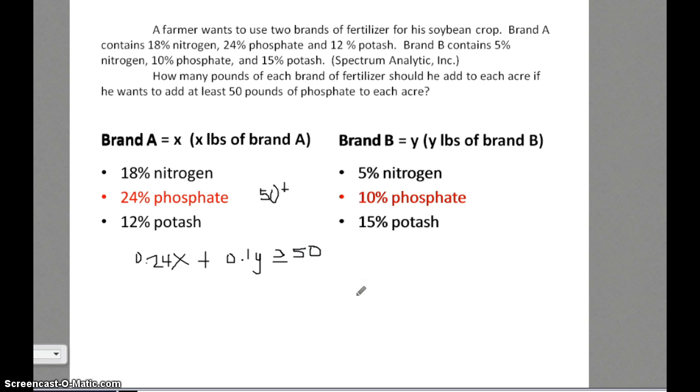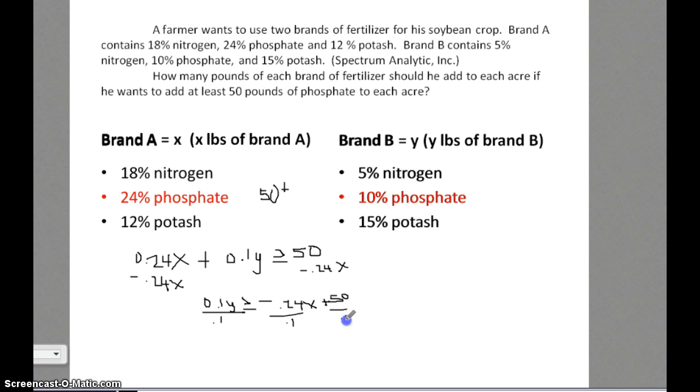Now in order to graph and solve this, I'm going to need to change it so that it's in slope-intercept form, or solve for y. So I'll subtract 0.24x from both sides. And that gives me 0.1y greater than or equal to negative 0.24x plus 50. So I still need to divide on both sides by 0.1. Make sure that you divide every single piece by 0.1.